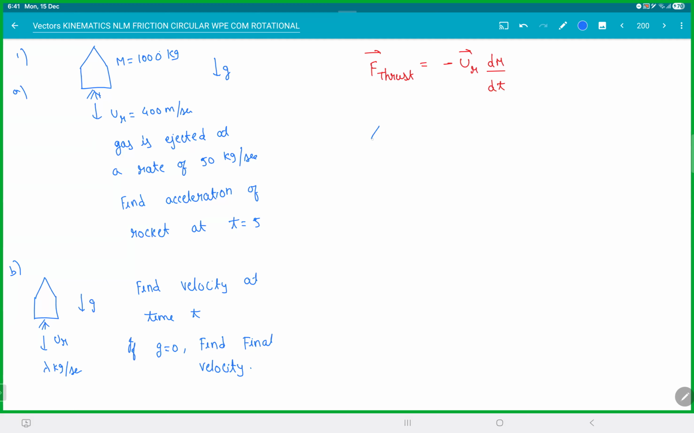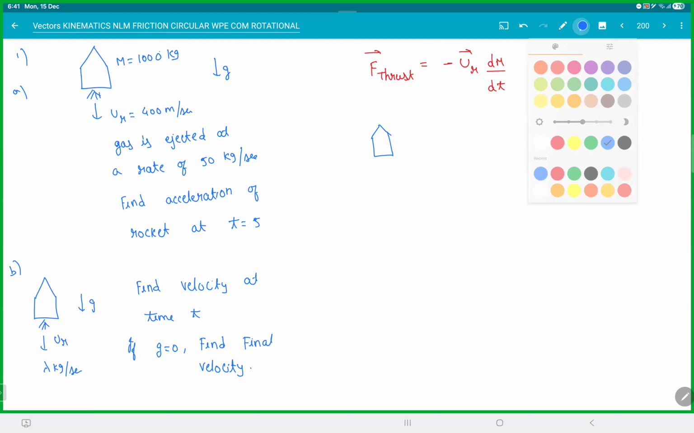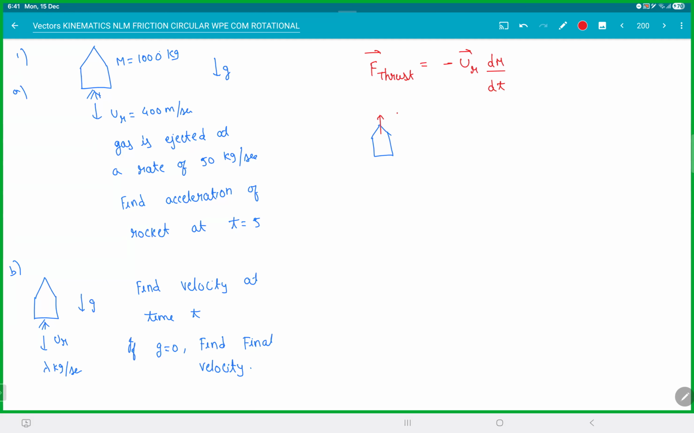So the first question, draw the FBD. What are the forces acting on this? We have F thrust, which is how much? 400, and dm by dt is 50. That's 400 into 50, which is 20,000 newtons. So the rocket is generating 20,000 newtons, and you want acceleration after 5 seconds, and you're burning fuel at a rate of 50 kgs per second. So you burned 250 kgs of fuel at t is equal to 5 seconds. 250 kgs fuel is burned.